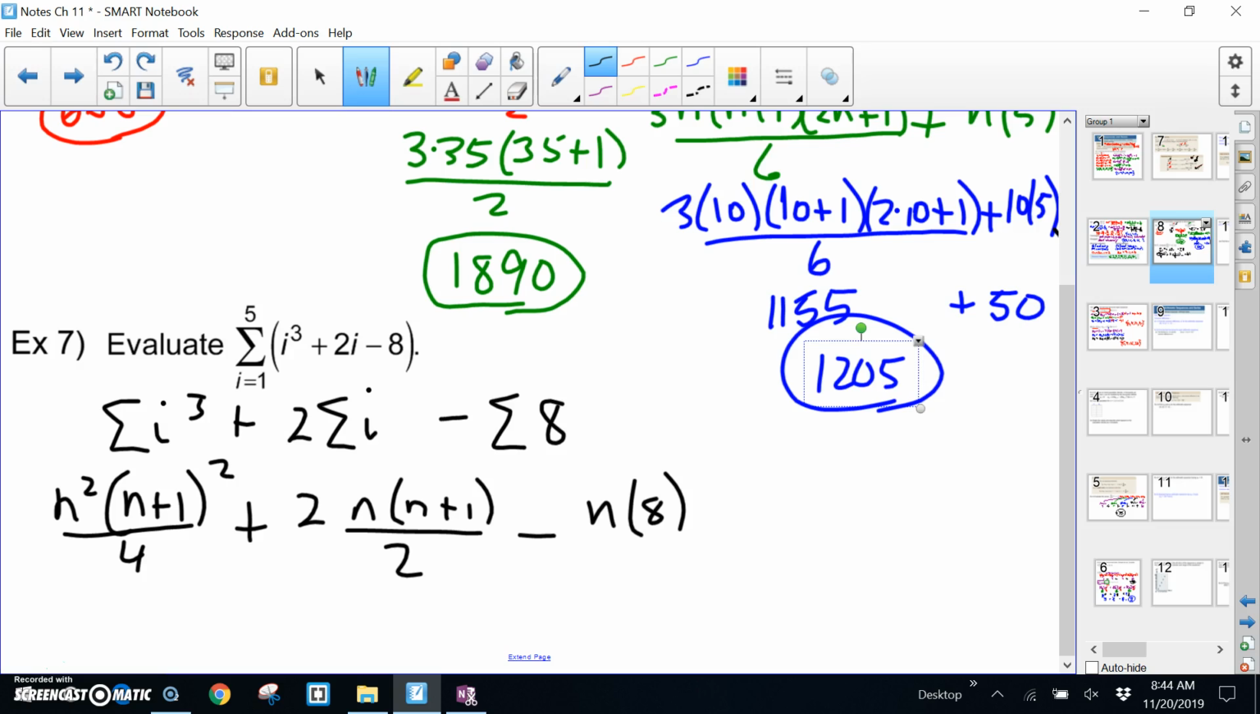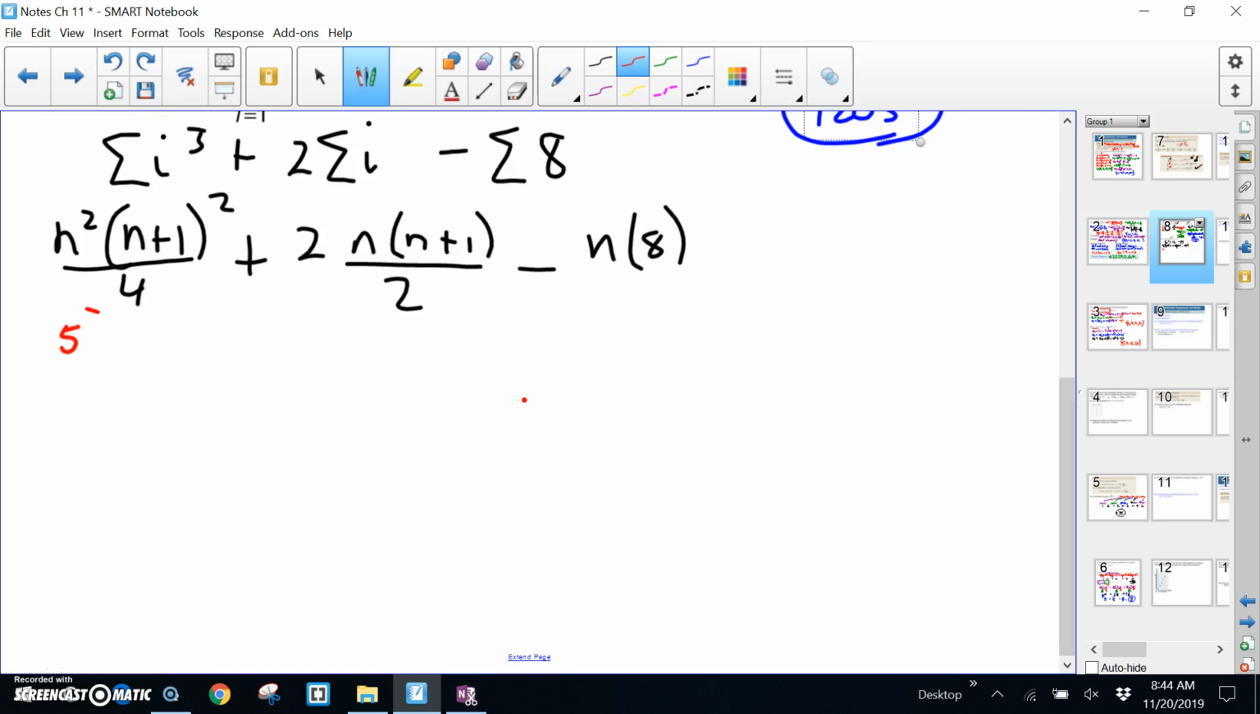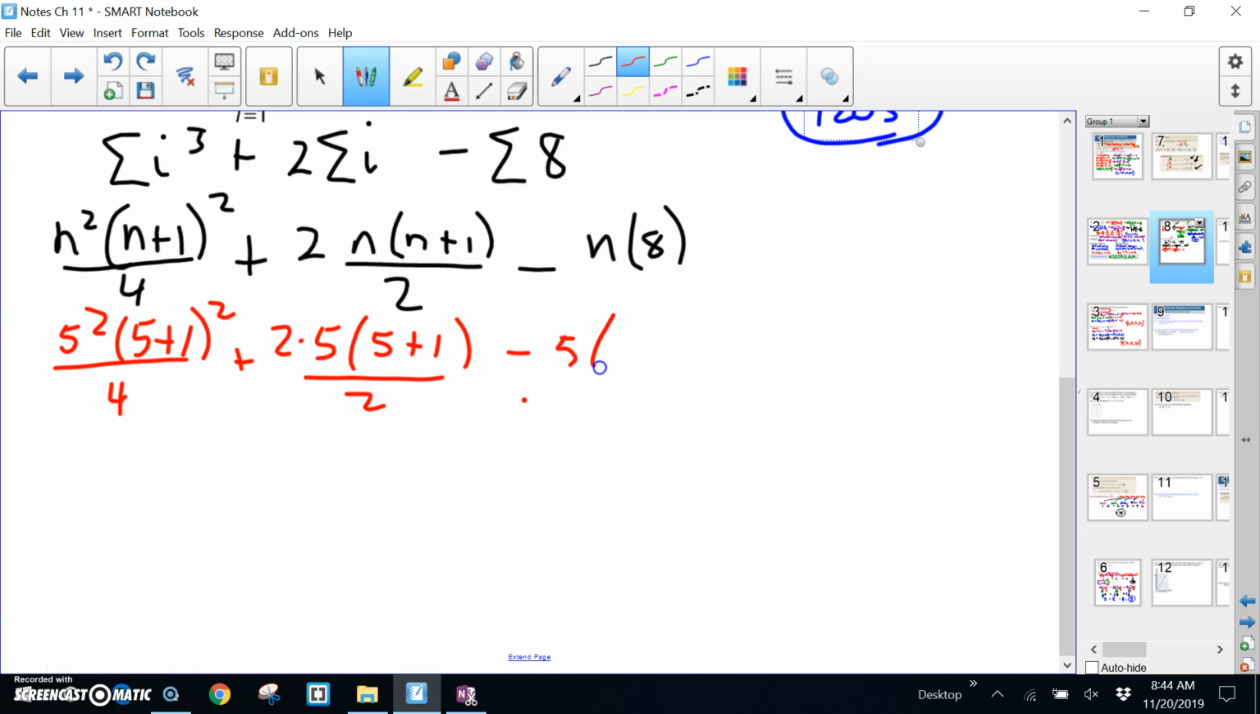All right, so we plug in our n number. The n number was this, 5. So we plug that in, and you're going to have 5 squared times 5 plus 1 squared over 4, plus 2 times 5 plus 1 over 2, minus 5 times 8. So a lot of arithmetic going on here. Once we clean up this part, this is going to equal 225, and all of this is going to multiply and clean up to 30, minus 40. That's altogether going to be 215.